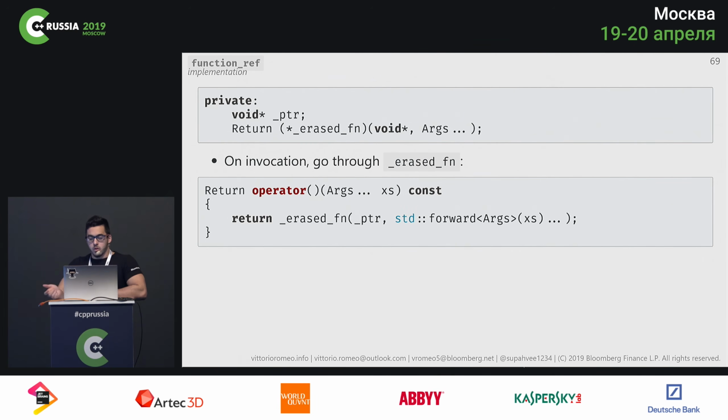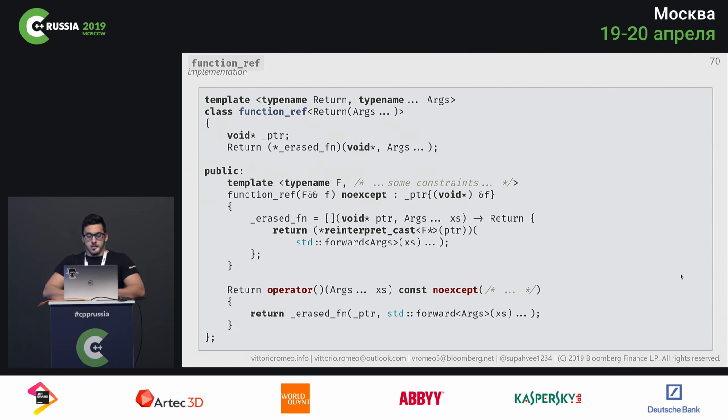And when we invoke, all we do is basically invoke erase function. We pass our pointer as the first argument, and this erase function will take care of reinterpret casting to the exact type that it was before. And then we provide the arguments that the user gave us, and you will get the invocation that we expect. So this is kind of the full implementation if you want to have a look. Full is obviously a lie. You need all the extra stuff like constraints, copying, swapping, and so on. But this is the basic idea. Just have an erase function, a void star pointer, set them up in a constructor, and go through the erase pointer inside the call operator.